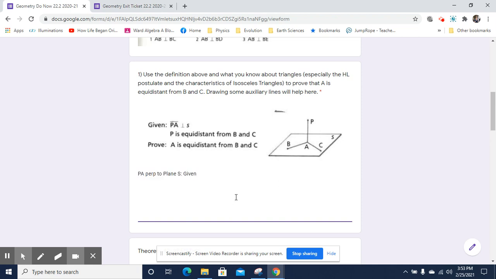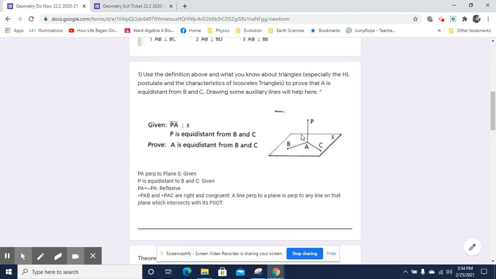So we know that PA is perpendicular to plane S. That's given to us. We know that P here is equidistant to B and C. So we could draw lines here and here that would communicate that. Now this one is not a given. This is the next thing. PA is congruent to itself because of the reflexive property.